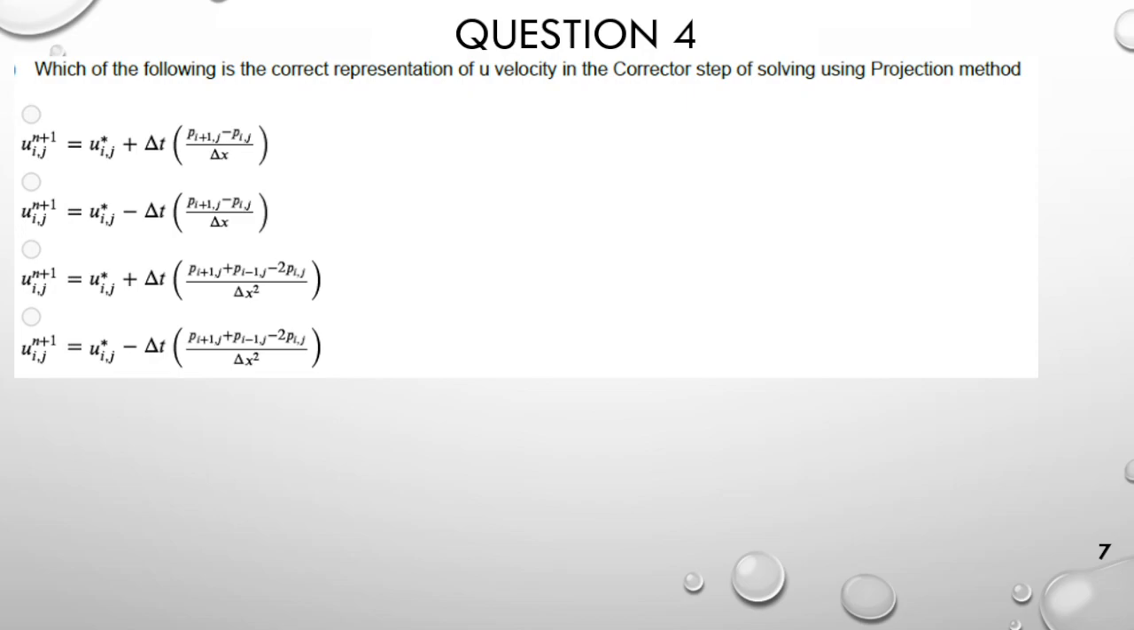So we have a predictor step, then a pressure Poisson step, and then a corrector step, right? In the corrector step, as I explained just now, we correct the velocity from the predicted velocity using the knowledge of pressure, which we have got using the Poisson equation. So how do we correct that? I also gave the equation for that. Can you discretize that and tell me what the correct answer is?